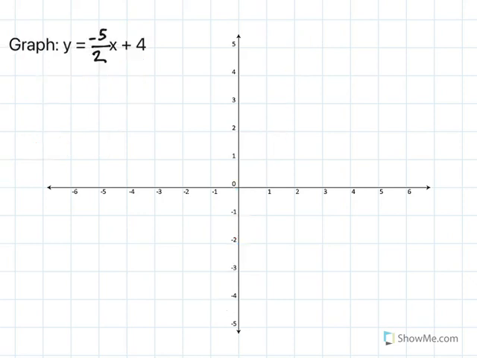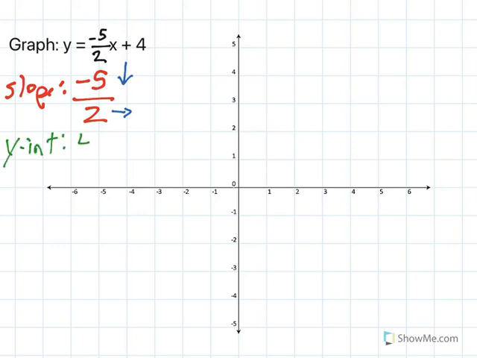Let's do one more. Graph y = -5/2 x + 4. Our slope is negative 5 over 2. That top number is negative. So I'm going to go down 5 and right 2. If you are a visual learner, draw the arrows when you're recognizing your pieces. Ain't nothing wrong with that.